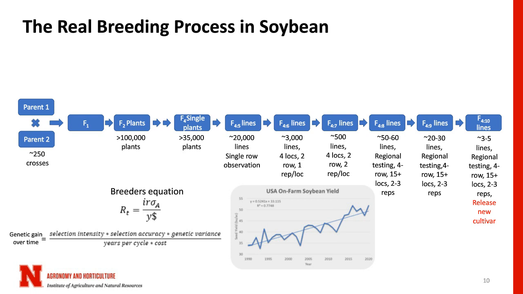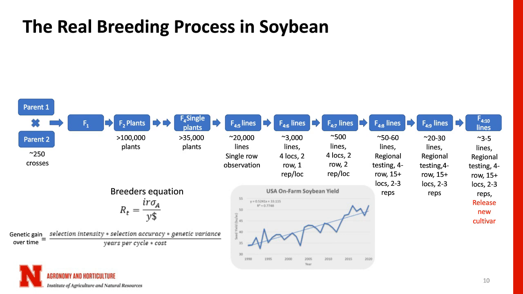How much genetic variance do you have? Additive variance there. That single 20,000 gives you a lot of genetic variance. But as you go through that breeding process, 3,000 lines, 500 lines, 50 to 60, 20 to 30 lines, if you look at that regional testing later in the pipeline where you have 15 plus locations of data, 2 to 3 reps, where you're actually getting good yield data, you've got very little genetic variance to select upon. 20 to 30 lines is not a lot of genetic variance.